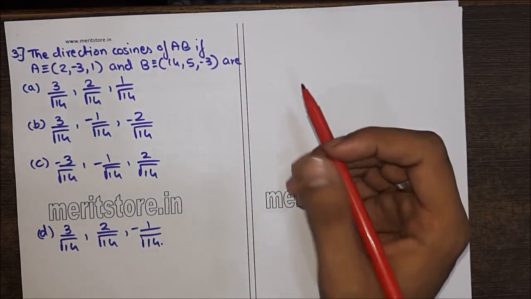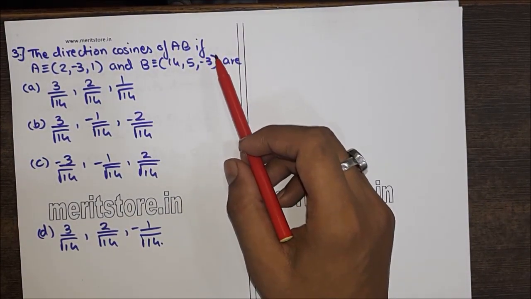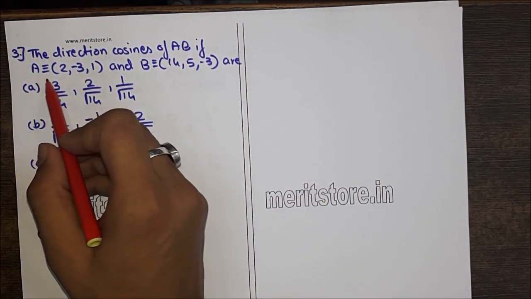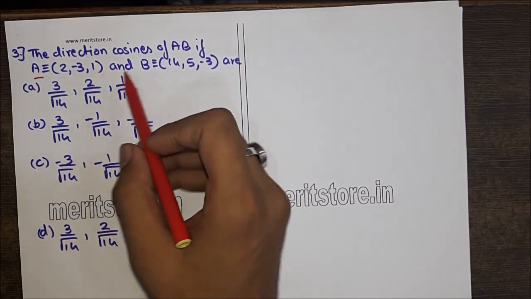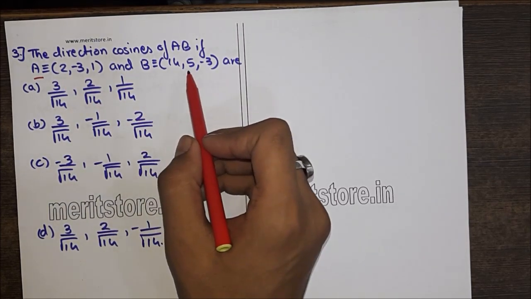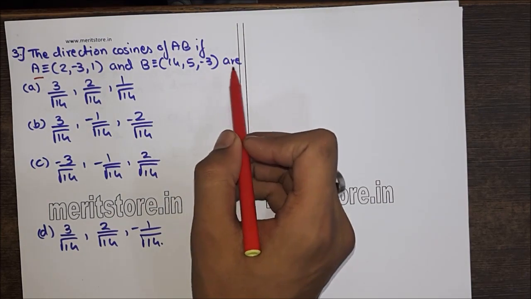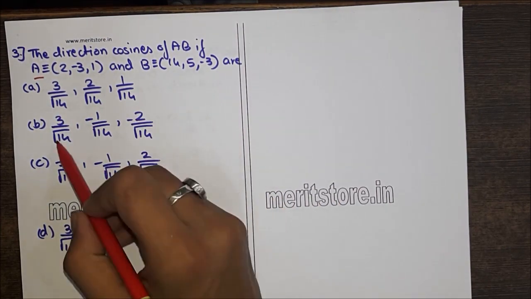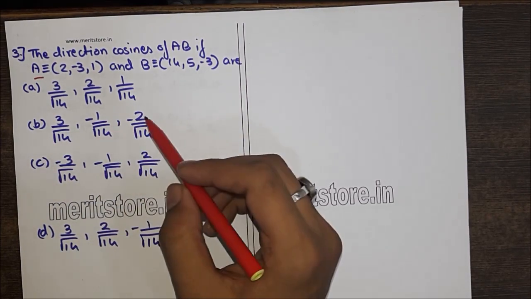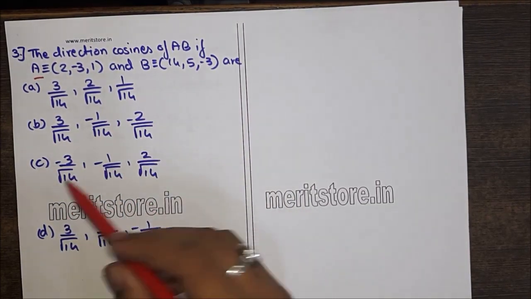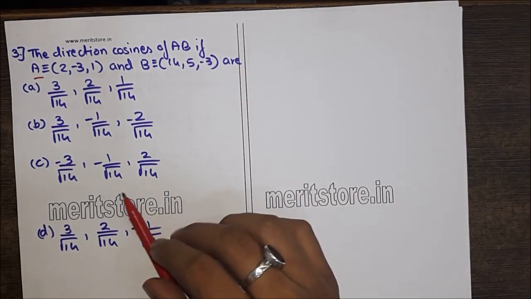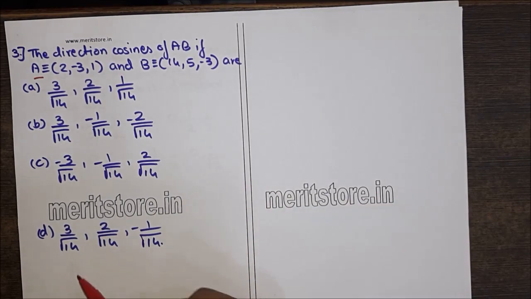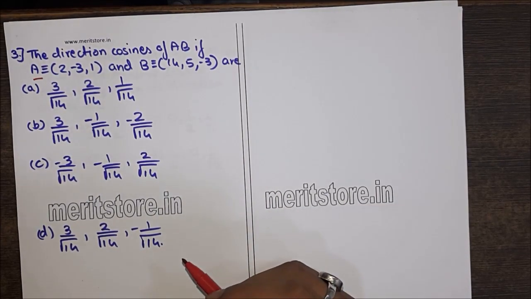Question number 3. We need to find the direction cosines of AB, where the coordinates of point A are 2, minus 3, and 1, and point B is 14, 5, minus 3. Option A, 3 by root 14, 2 by root 14, and 1 by root 14. Option B, 3 by root 14, minus 1 by root 14, and minus 2 by root 14. Option C, minus 3 by root 14, minus 1 by root 14, 2 by root 14. And option D, 3 by root 14, 2 by root 14, and minus 1 by root 14.